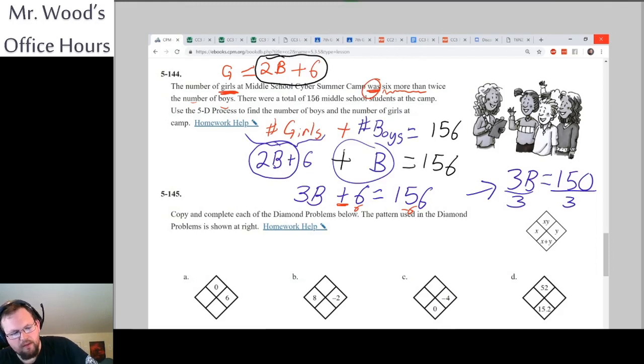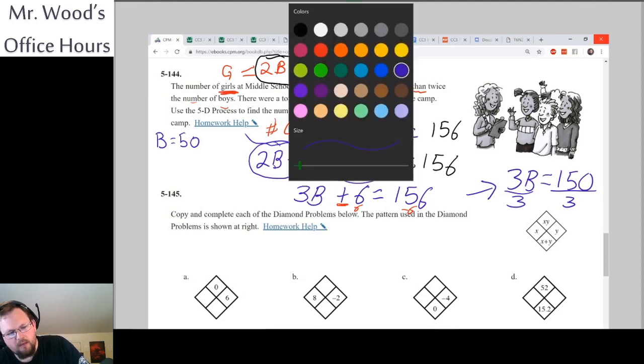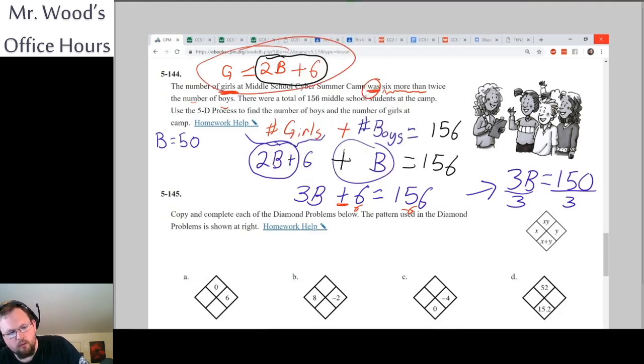And then 3 times something, the opposite of times is to divide away the 3. And then you find that the number of boys in the camp is 50, which means that I can use my rule for the number of girls to do 2 times 50 plus 6, which means the number of girls is equal to 106. And you can check that total, the 106 plus the 50, to make the 156 students at the camp.